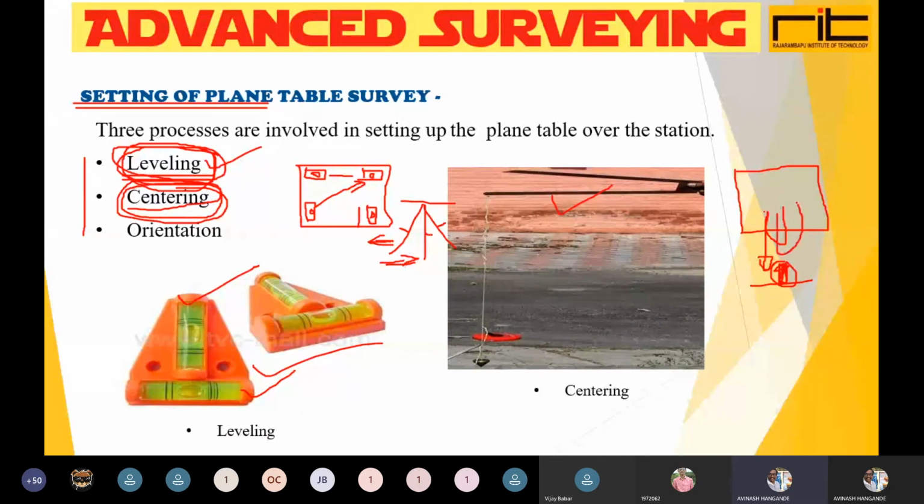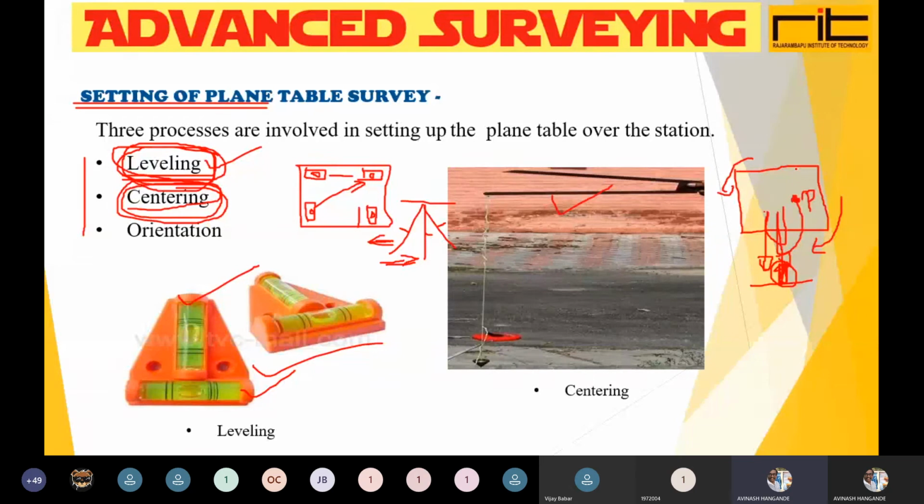When that happens, suppose in this case your plumb bob comes over this point, then on the drawing sheet you have to mark that point with the help of a pencil and just name it as P. You can move this U fork anywhere around this plane table, or simply you can rotate this plane table also. Either way, you have to make sure that this plumb bob is over the station point. Until then you have to move your plane table, or you can move your U fork. So both ways you can perform the operation.